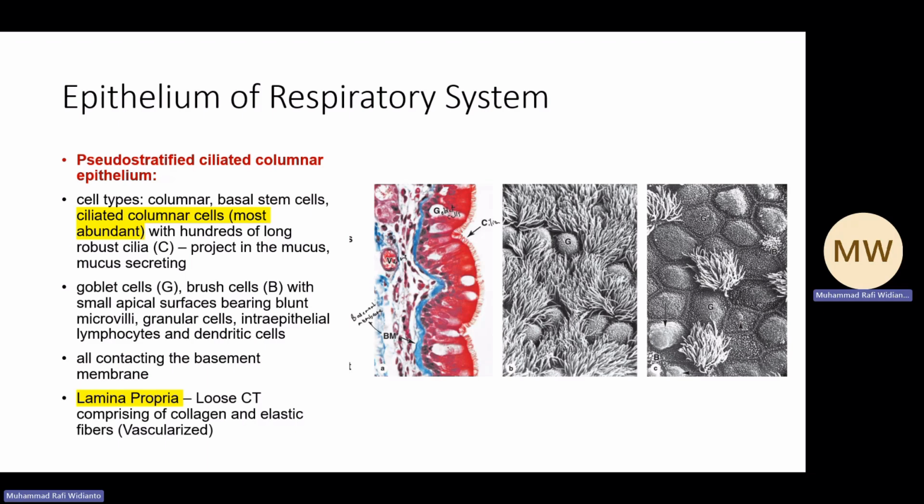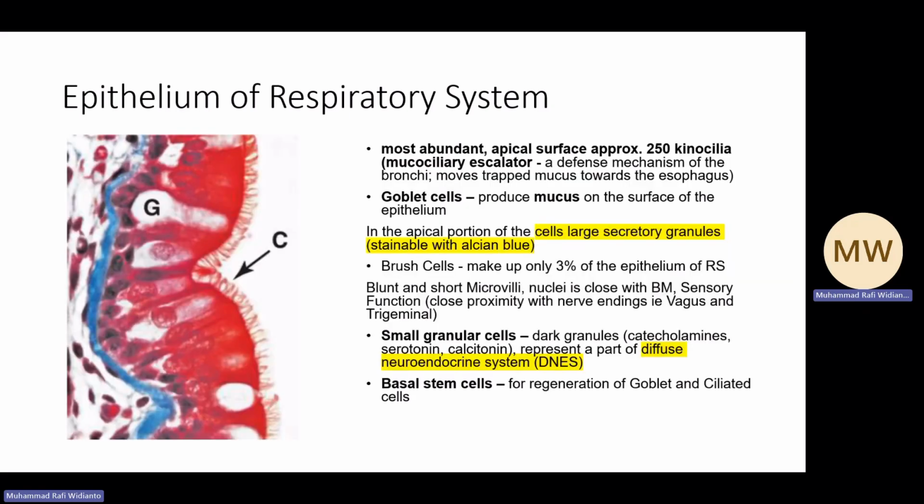We also have the lamina propria mucosa. We explained before what it was. It's loose connective tissue. It also comprises collagen and elastic fibers, and it's also highly vascularized. As you can see, the vein is located there. And just more about the epithelium.